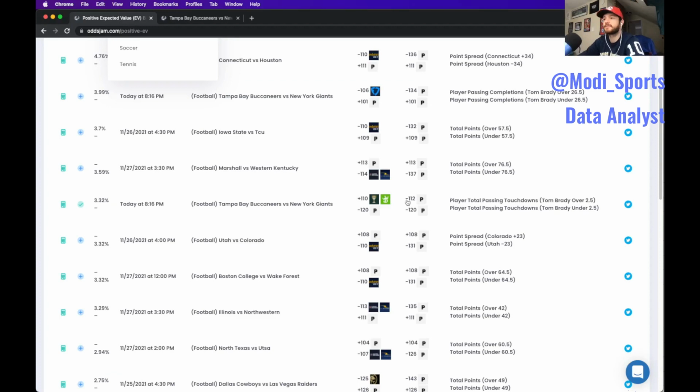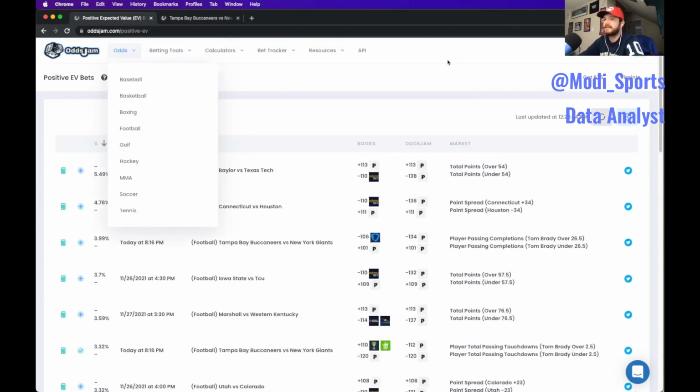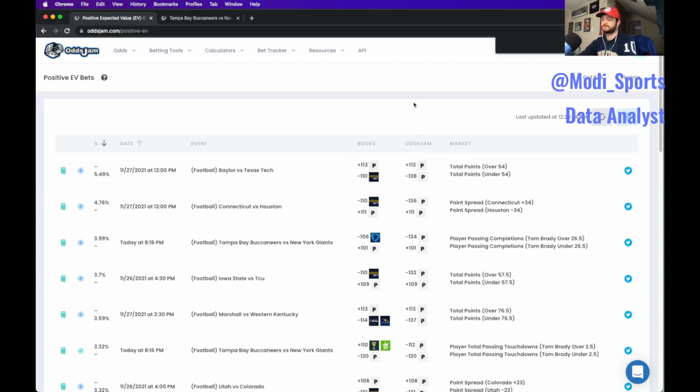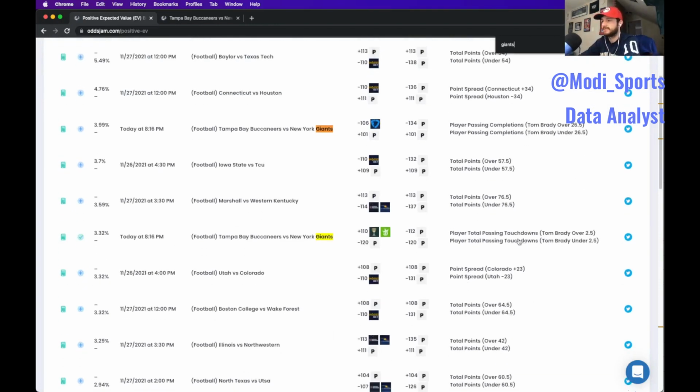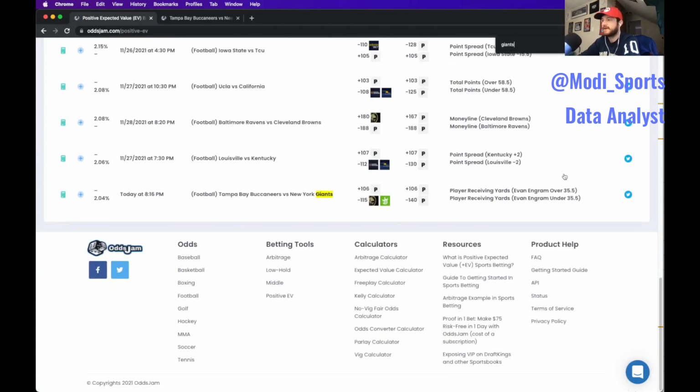So for the player prop, I love to just scan the positive expected value page, and then I'll just Control F the game. So I'll type in Giants. Looks like there's three plays that I can choose from. The first one, the Tom Brady passing completions, looked like the value is on the over 26 and a half. You can also get the Tom Brady touchdowns over 2.5 at plus 110 on two sportsbooks. Looks like there's some value there. And then the very last one is the Evan Ingram under 35 and a half receiving yards.